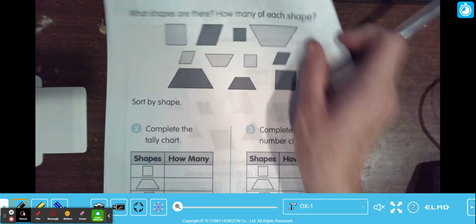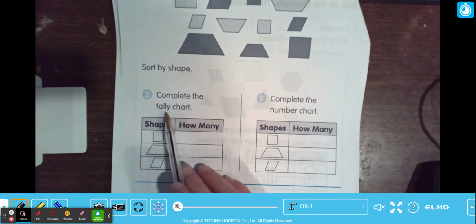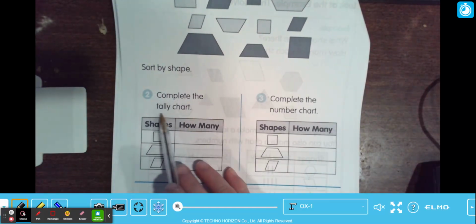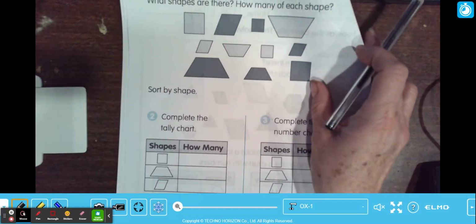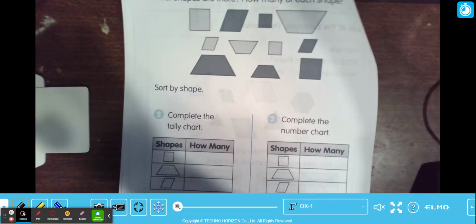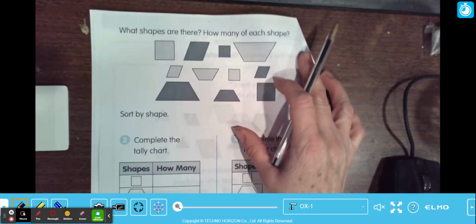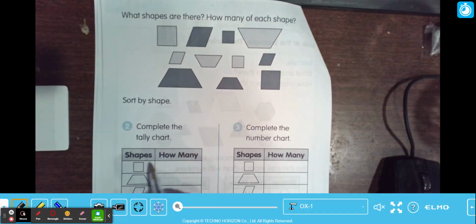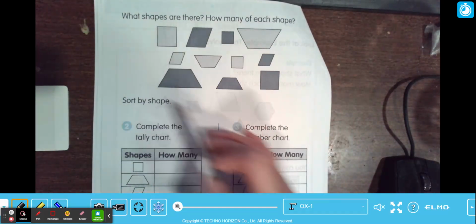Okay, let's start with chart number 2 right here. It says complete the tally chart. What does it say? Okay. So let's start with, move it up a little bit. Okay. Let's start with the square. It's got 4 sides and each side is the same. They're equal sides. Let's see. How many squares do you see here?